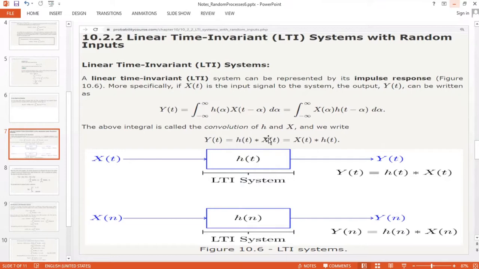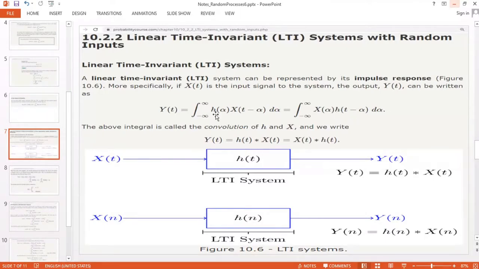One is h(t), another one is x(t), and this star is representing convolution. You know that the convolution of two functions is defined like this: h(t) star x(t) is the integral of h(alpha) x(t minus alpha) d alpha, integrating over the domain minus infinity to plus infinity. This convolution is also commutative, like x(t) star h(t) gives the same result, defined by the integral of x(alpha) h(t minus alpha) d alpha.